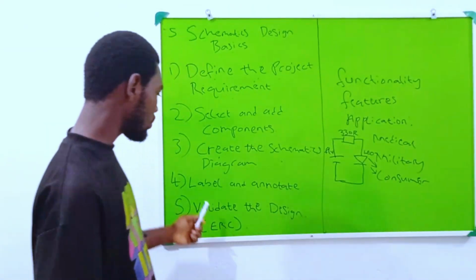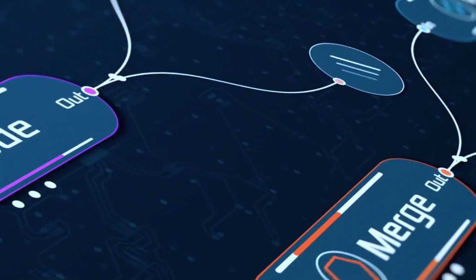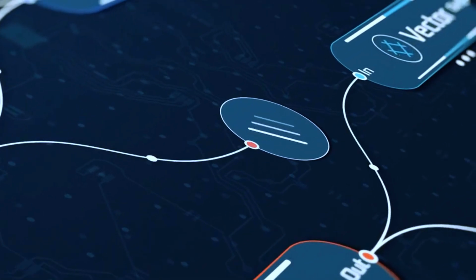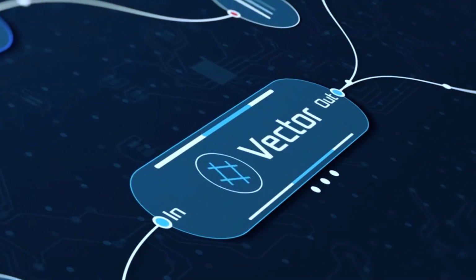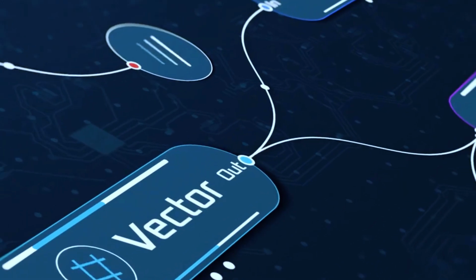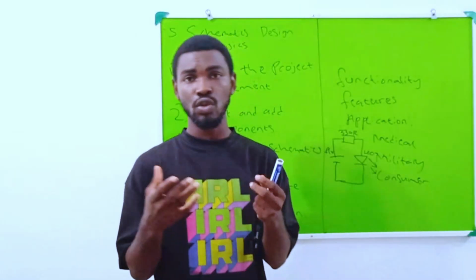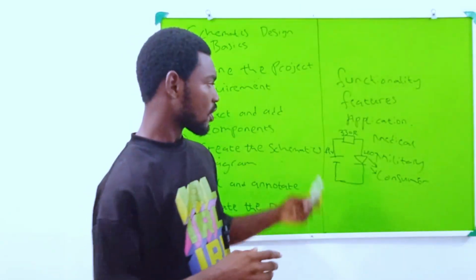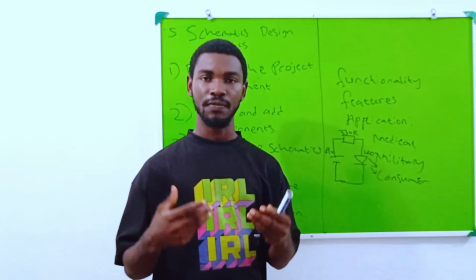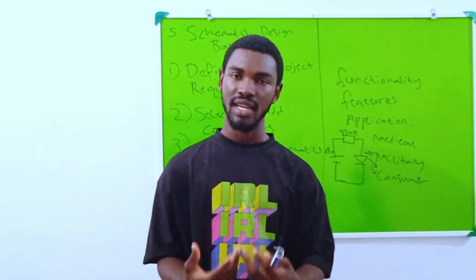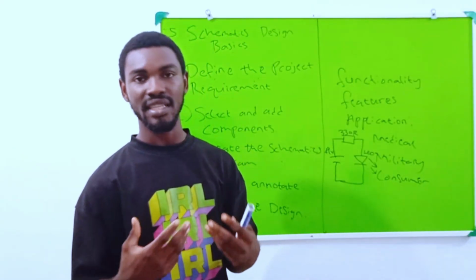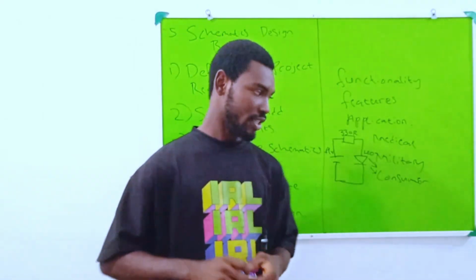Then we have number 4 in terms of label and annotate. Annotation is very important because it helps give your design more clarity. You label your net and you annotate the components. It gives your design more clarity, and it also helps in terms of collaboration when working with various teams. Let's say you're the one designing the schematic and someone else will do the layout. It gives clarity and makes everyone be on the same page.